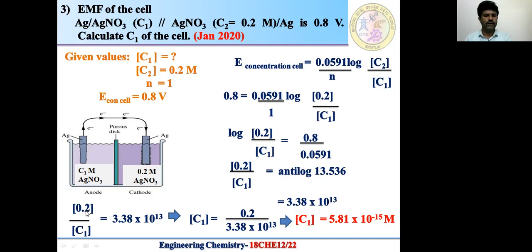Hence, 0.2 divided by C1 is equal to 3.38 into 10 to the power 13. And C1 is equal to 0.2 divided by 3.38 into 10 to the power 13. And finally, after the calculation, C1 is equal to 5.81 into 10 to the power minus 15 molar. So this is the concentration of electrolyte solution at anode. So this is about problem number 3.